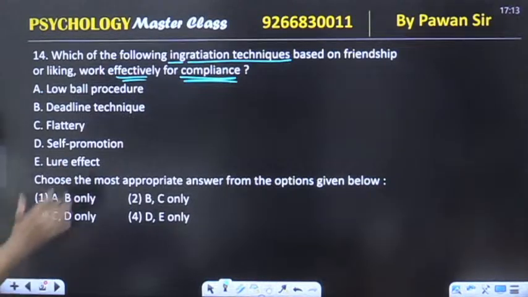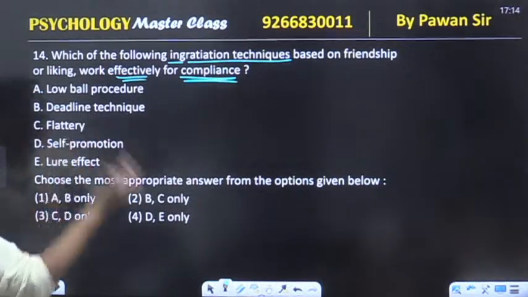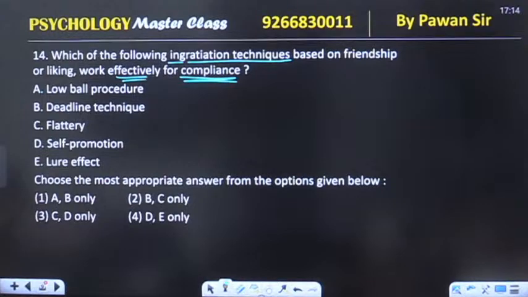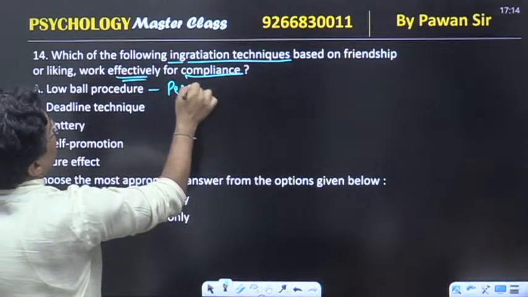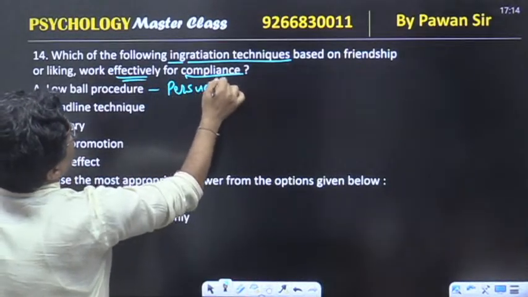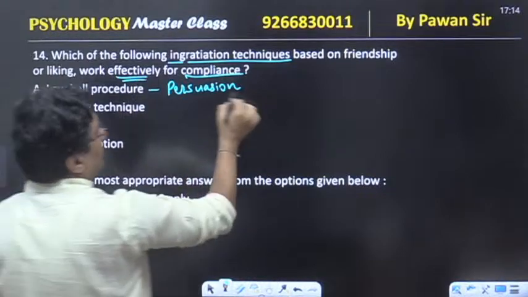So an individual, whether being compliant or not, what are the bases for the compliance? So the first one is the low ball technique. When we talk about the low ball technique, it is a persuasion technique.